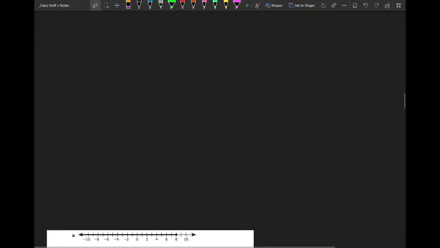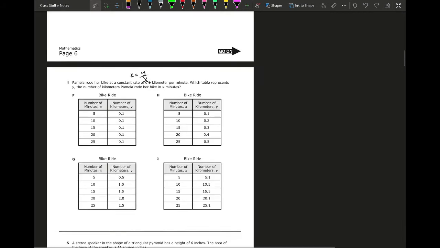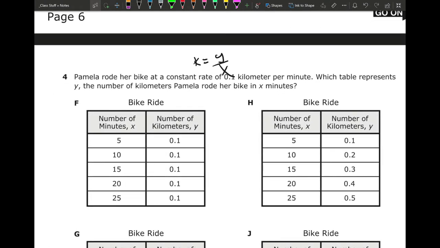Well, you'll see it. K equals Y divided by X. That's the formula. It says, which table represents Y, the number of kilometers Pamela rode in X minutes?